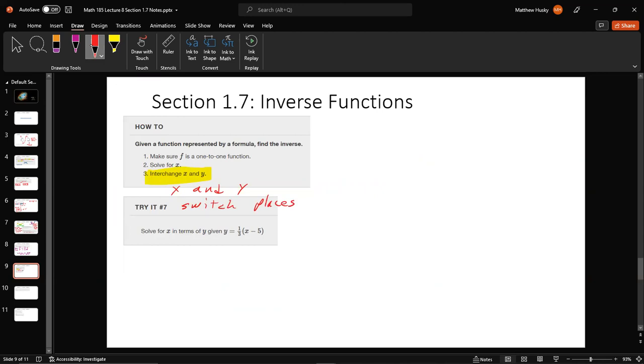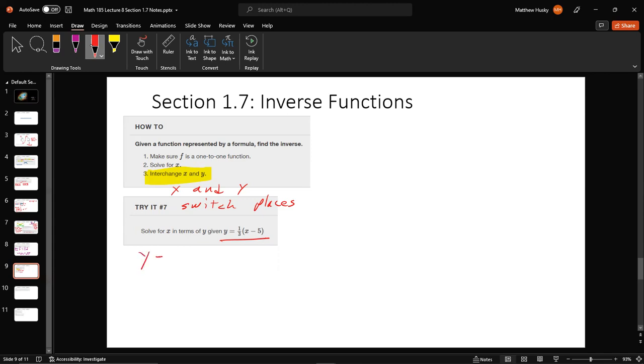So when we say the domain and range switch places, all the x's are the domain, all the y's are the range. So if we're switching the domain and the range, that means we're switching x and y. So in terms of the formula, how would we do that? We've got this formula right here. So they say solve for x in terms of y given this.